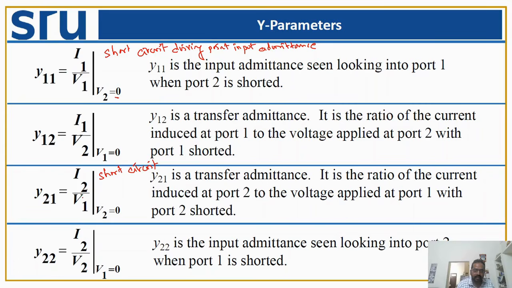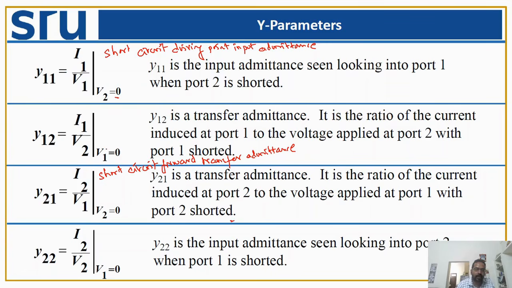And we are exciting at the first port, and we are trying to take the response at the second port. It's a forward transfer, and the ratio of I by V is the admittance. So we can name it as short circuit forward transfer admittance. It is the ratio of the current induced at port 2 to the voltage applied at port 1 with port 2 shorted.